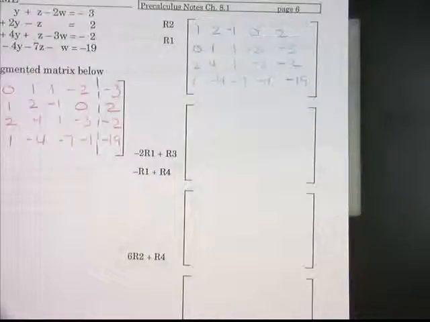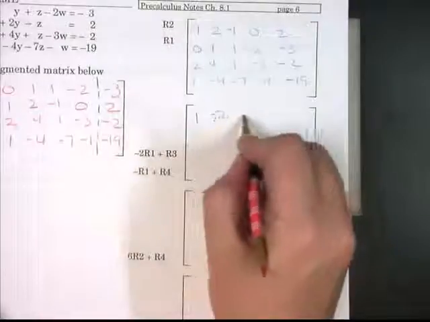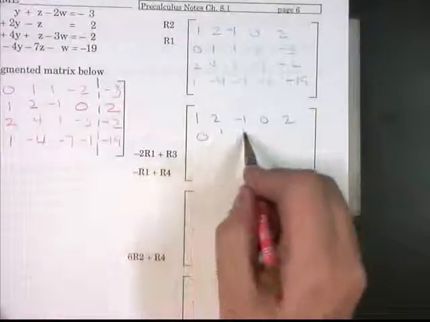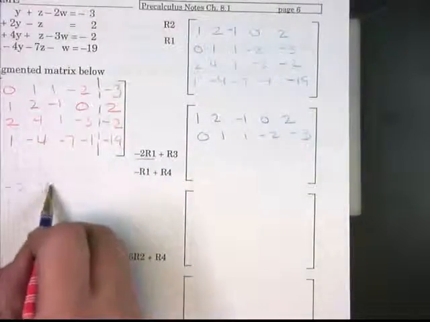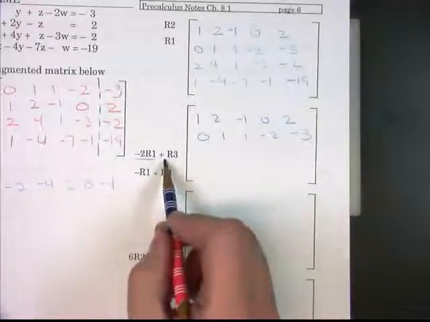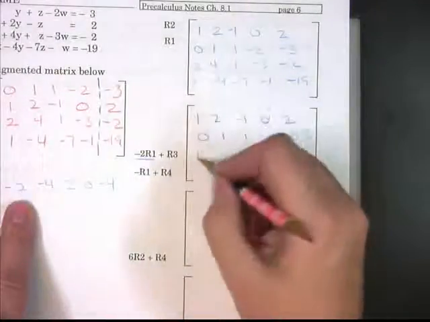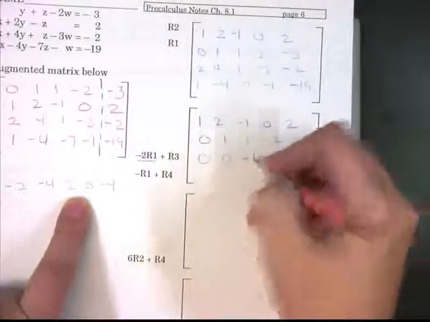So if I take -2 times row 1, that means I'm not changing row 1. All right, and I'm not doing anything to row 2. So if I did -2 times row 1, I get -2, -4, +2, 0, and -4, and I'm adding it to row 3. And row 3 is 2, so that's 0. 4 is 0. -3 is -1.